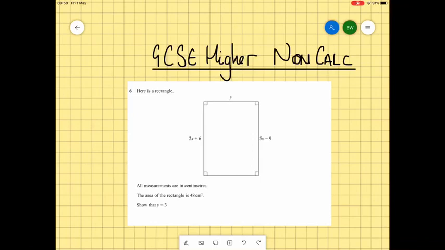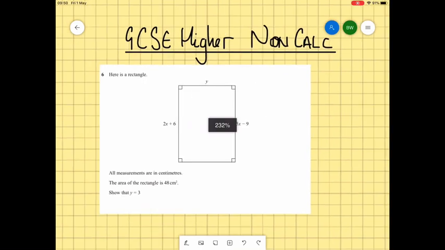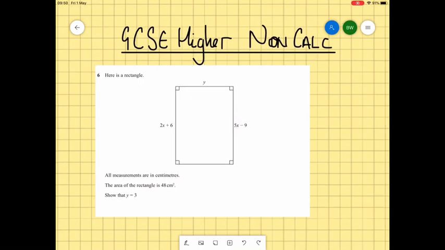So in this video, we're going to be looking at some of the GCSE higher questions from non-calculator papers. What I suggest you do is look at the question, pause the video, answer it yourself, and then I'm going to model the answer so you can check what you've done. So this is question 6.